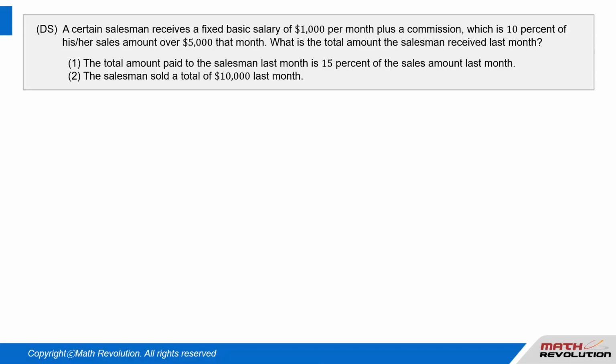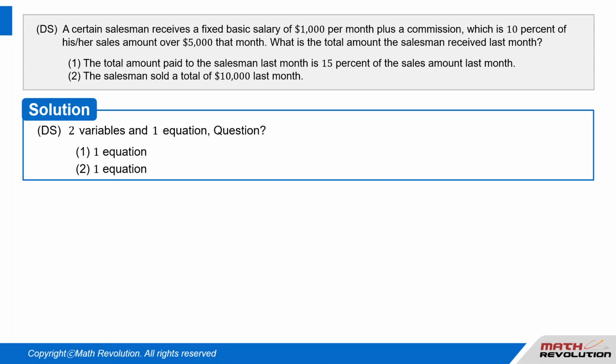Question DS. A certain salesman receives a fixed basic salary of $1,000 per month plus a commission, which is 10% of his/her sales amount over $5,000 that month. What is the total amount the salesman received last month? Condition 1. The total amount paid to the salesman last month is 15% of the sales amount last month. Condition 2. The salesman sold a total of $10,000 last month.